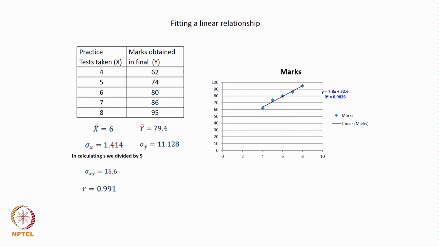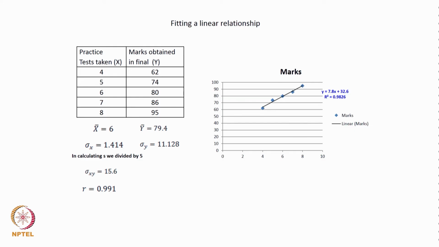We can first find x bar is equal to 6, y bar is 79.4, we can calculate sigma x and sigma y, and then we compute sigma xy, which is the covariance. In this case the covariance is positive and the correlation coefficient is 0.991. So there is a good correlation, and one can assume that if you take more practice tests, it is possible to get good marks in the final examination.